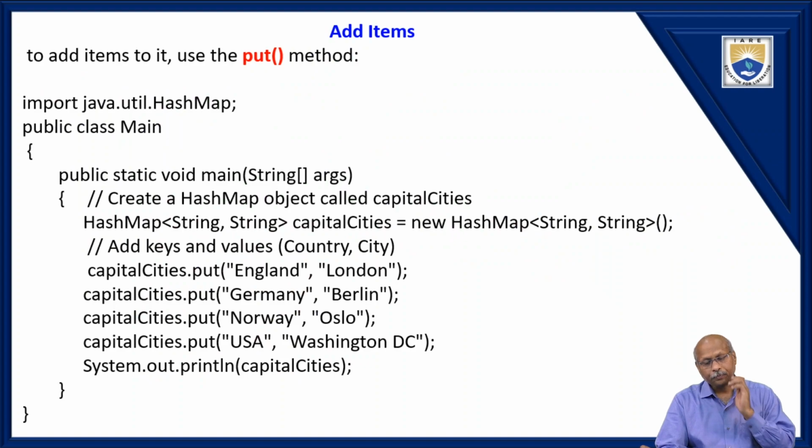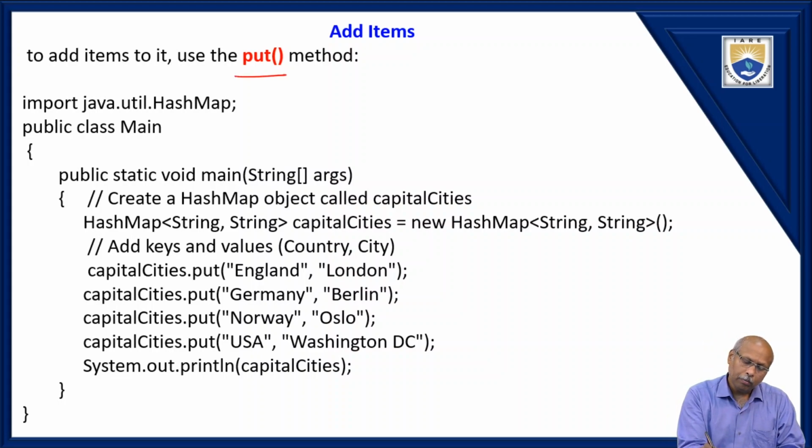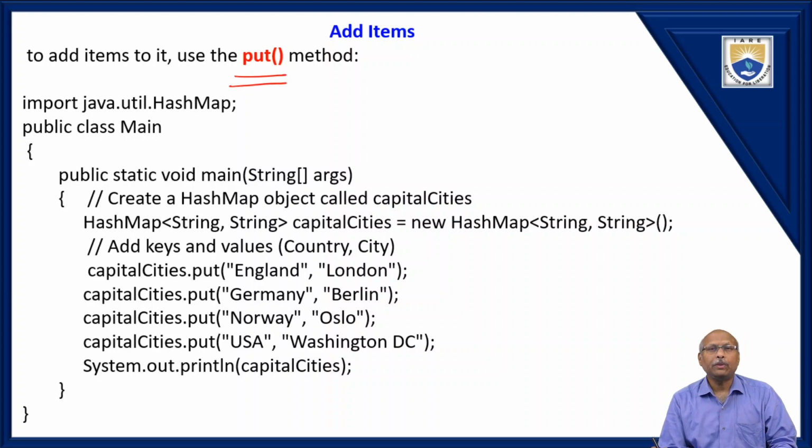Now you can see a small example. Now I want to store the name of the country as well as their capital. So if you want to store the item, that means you want to add the item to the dictionary or to the hash map. So to add the item to the hash map, there is a method called put method. So using put method, you can store it.